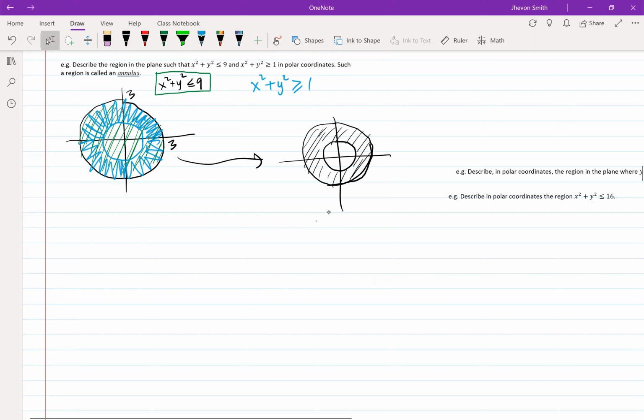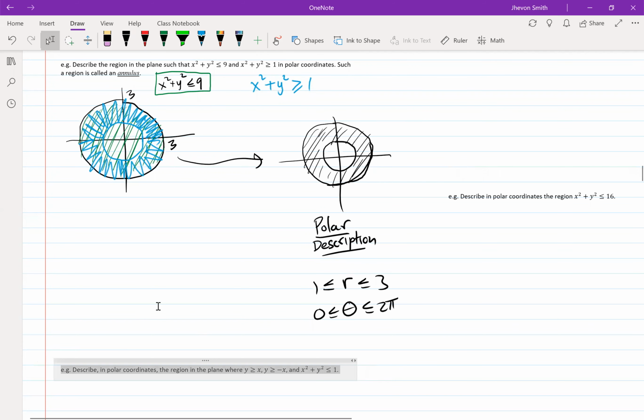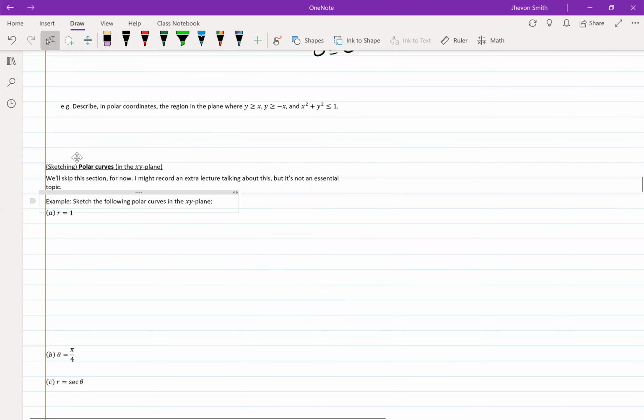However, in polar coordinates, this is just r goes between 1 and 3, and my theta goes between 0 and 2 pi. Right? These two complicated inequalities become two very simple inequalities. Right? Look at this thing.